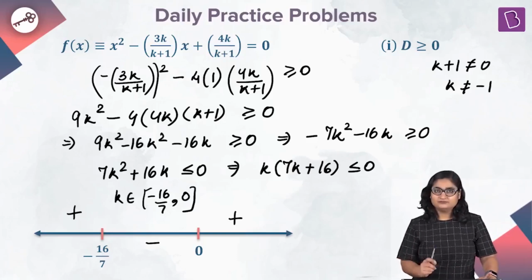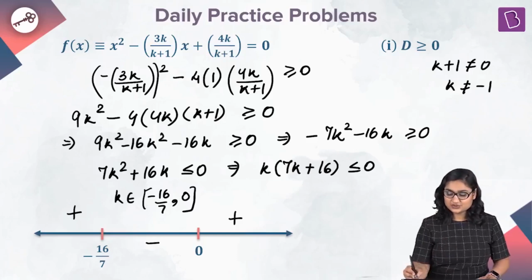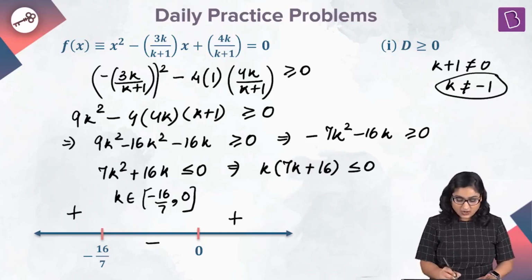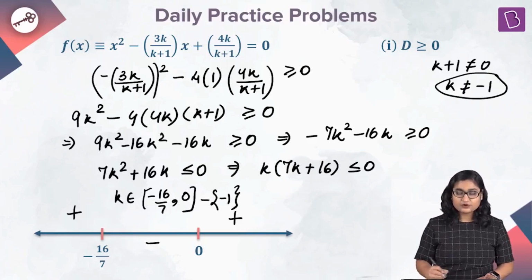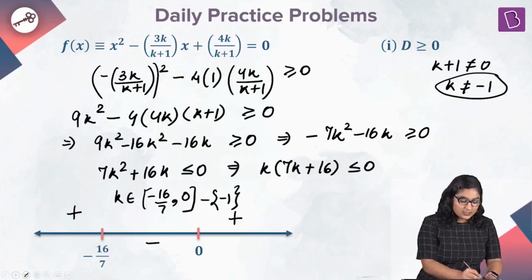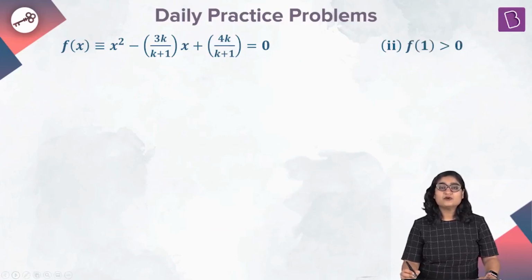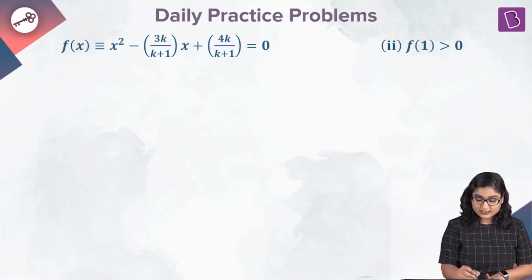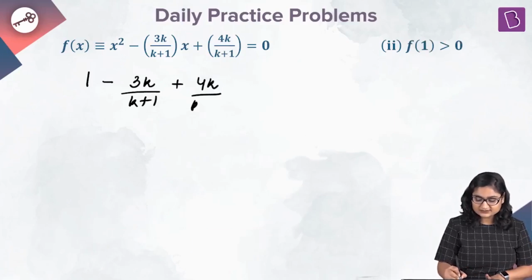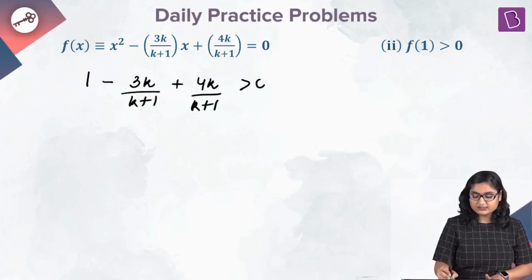All right, but earlier we had seen that k should not be equal to minus 1, so I will have to subtract minus 1 from this interval. Now moving on to the second condition, f of 1 greater than 0. What is f of 1? It would be 1 minus 3k divided by k plus 1 plus 4k divided by k plus 1, and this should be greater than 0.